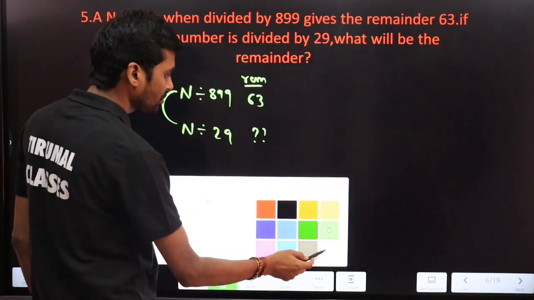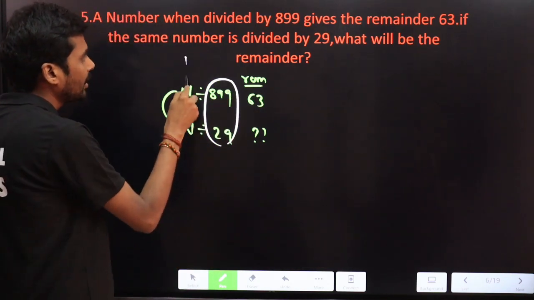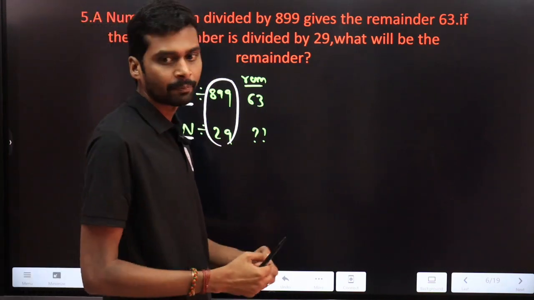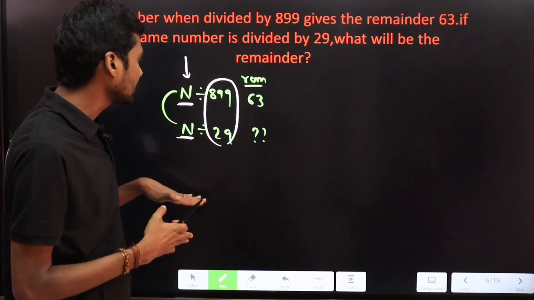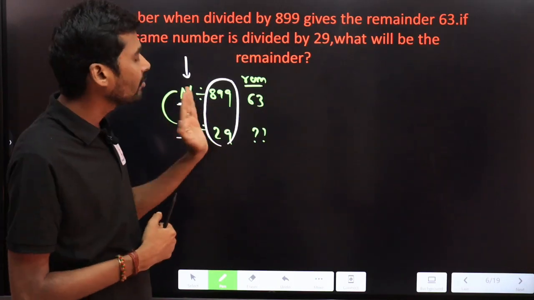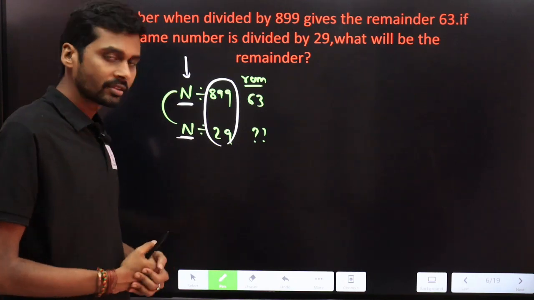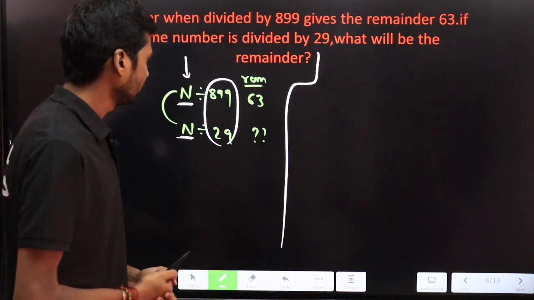Now if you carefully observe this, here my divisor is different, but the dividend part is the same. In the previous problems, we had the divisor the same, but in this case the dividend part is the same and the divisor part is different. Okay. Now how do we find out the answer? So first let us do it by the normal method.